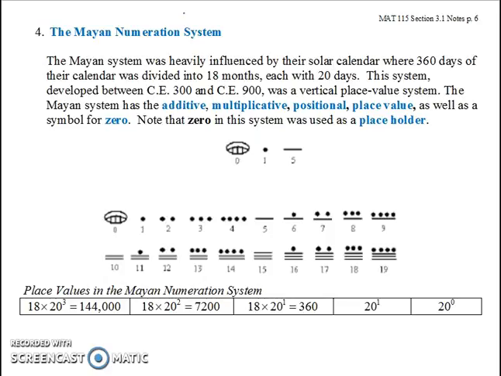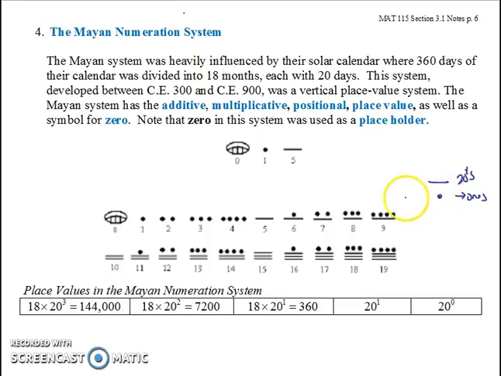And then they had, in addition to that system, where you just added those values together, the additive system, the multiplicative system, where you multiplied them by their place value. And their positional system, because it's important where they're placed. For example, if you had a line above a dot, then this would represent the 1 spot, and then above that would actually represent the 20s spot. So it's important where they're positioned.